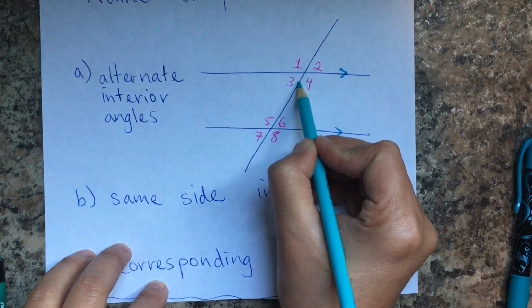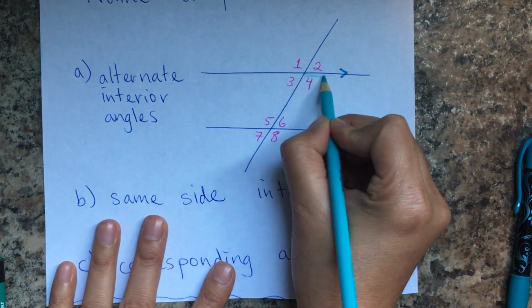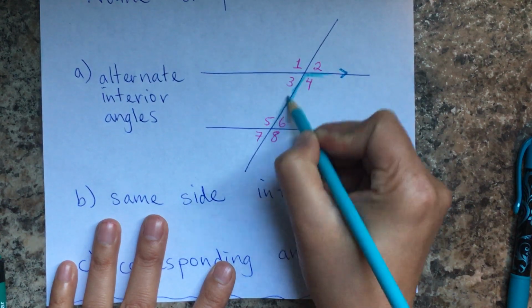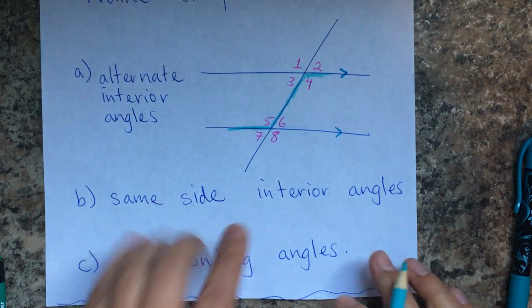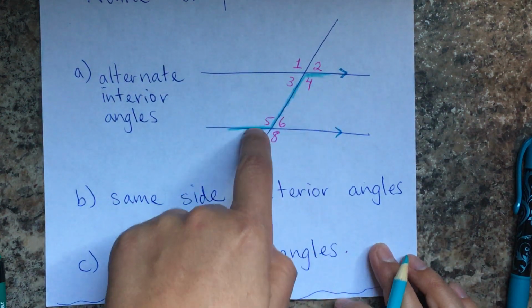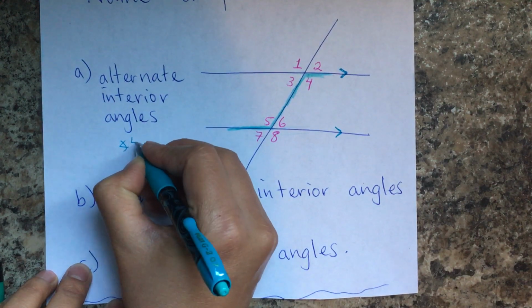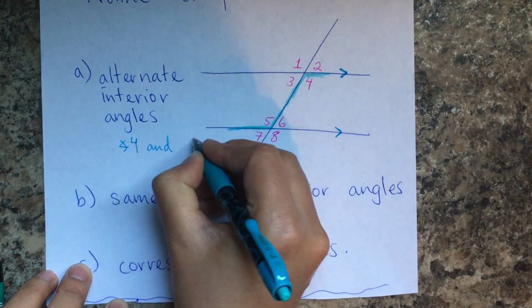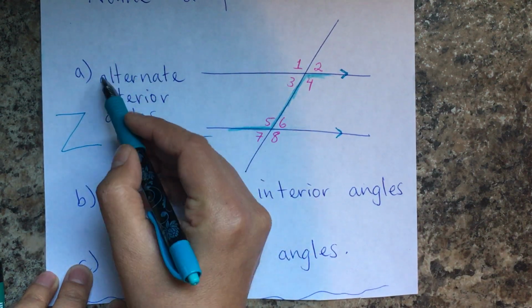So it can be angle 3 and angle 6, or it can be angle 4. I'm gonna actually do this one because this letter Z, which is backwards to begin with, it's funky, okay? So one pair of alternate interior angles would be angle 4 and angle 5, and it forms the letter Z. Remember, from A to Z.